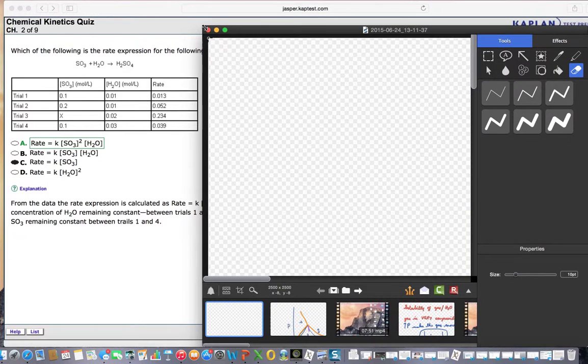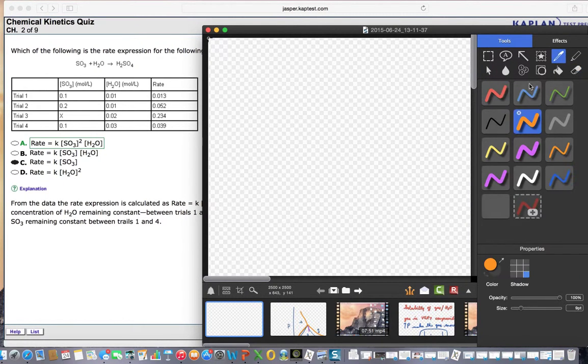So I want to be able to look at the data and at the same time show you how I interpret the data. So we have a number of experiments, and we want to choose 2 experiments where the concentration of one of the reactants doesn't change while the concentration of the other reactant does change. So if we look at experiments 1 and 2, notice that the concentration of H2O is constant while the concentration of SO3 doubles.